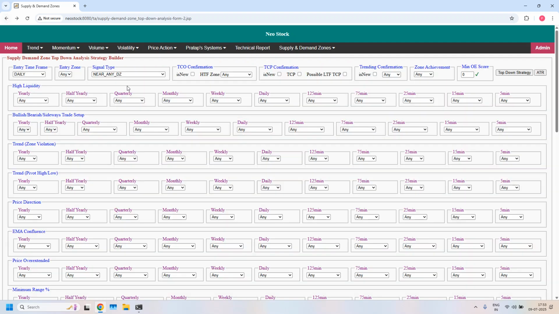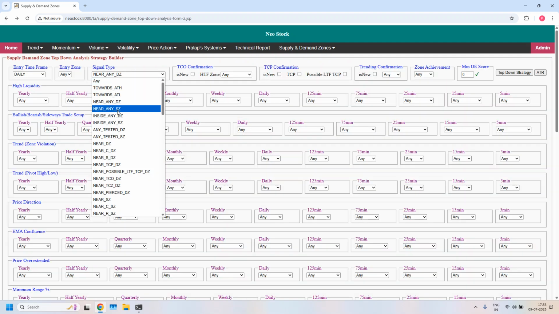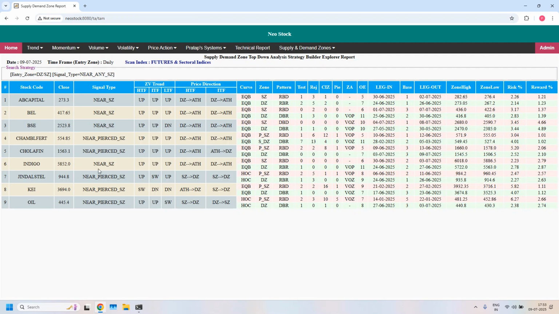Okay, next daily time frame, stocks near to the daily supply zone. We got 9 stocks. Let us identify daily high liquidity supply zones from this list. We don't have any daily high liquidity supply zones from this list.